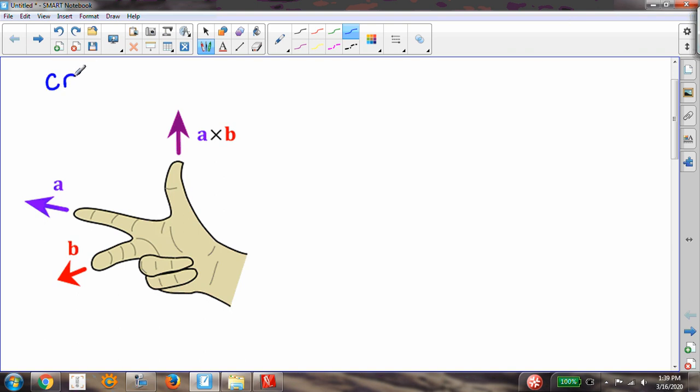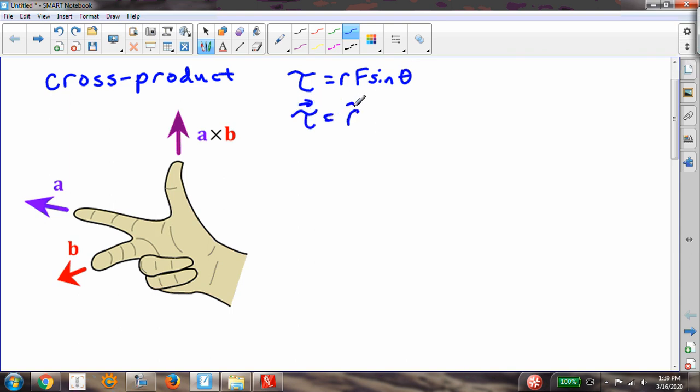If you've ever had Calculus 3, or maybe Calculus 2, you might have gotten into the cross product. You might remember cross product from last semester when we talked about torque. We said that torque was equal to RF sine theta. But torque is actually a vector quantity. You remember this? Where we said that the torque is actually equal to the cross product of R and F. And it turns out that these two are identical, that the magnitude of the cross product of the torque is RF sine theta.